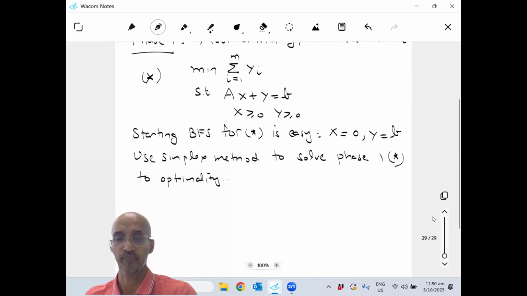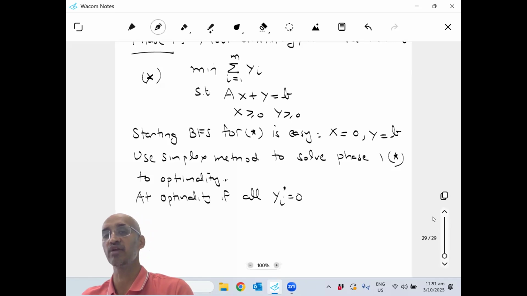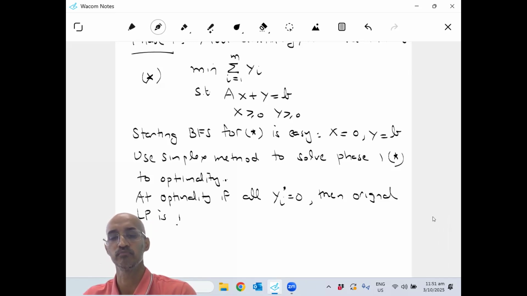Okay. So what can happen? At optimality, if all y_i star are 0, then we know that the LP has to be feasible, because if all y_i are 0, Ax has to be equal to b, and x is non-negative. We are ensuring this. Then the original LP is feasible.